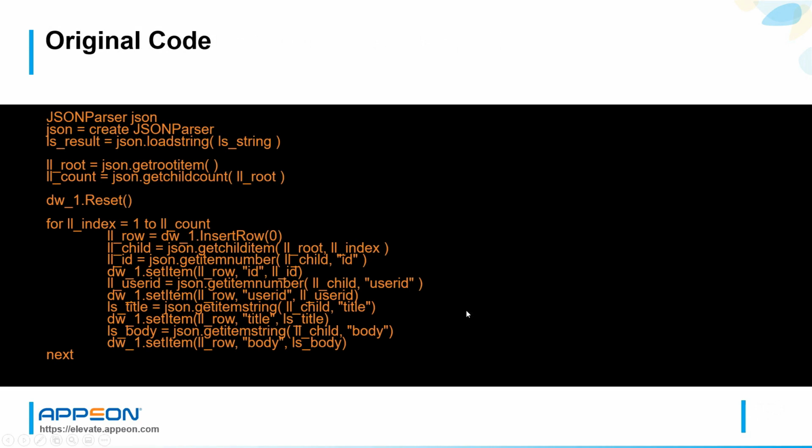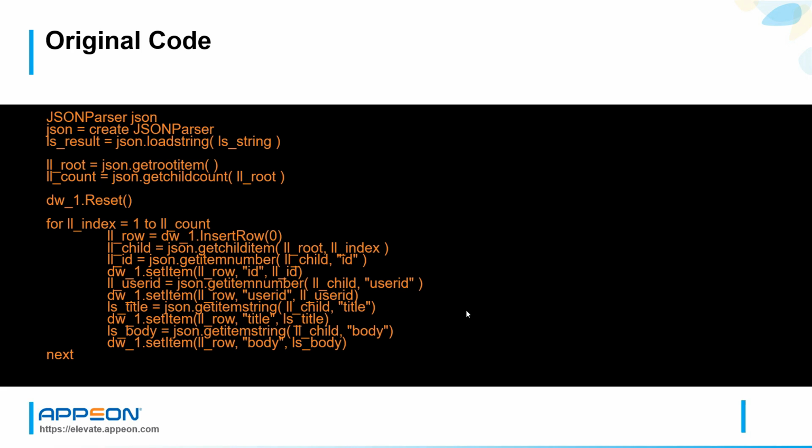Here's an example of some of the new functions at work. This is the original code of a sample I did for last year's Elevate, where I was interacting with a third-party REST API and loading the data into a PowerBuilder data window, and then allowing the user to edit it and then send it back to that REST API.